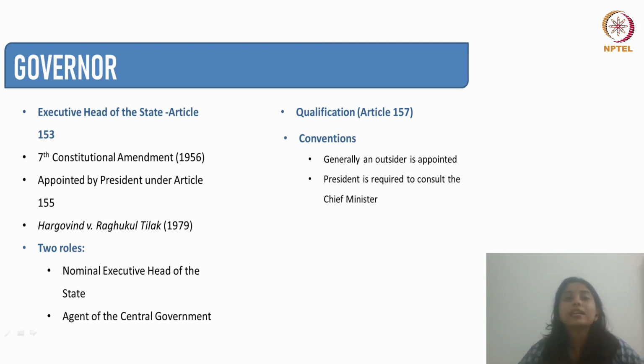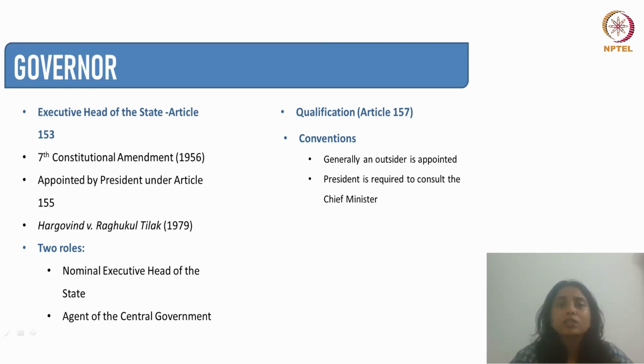Firstly, usually an outsider is appointed as the governor, which means if a governor is to be appointed in the state of Kerala, usually someone who is not from Kerala will be appointed as the governor of Kerala. Why? Because this person will be free from any influence of local politics. Secondly, the president usually consults the chief minister before appointing the governor. So these are two conventions that are followed while appointing the governor.